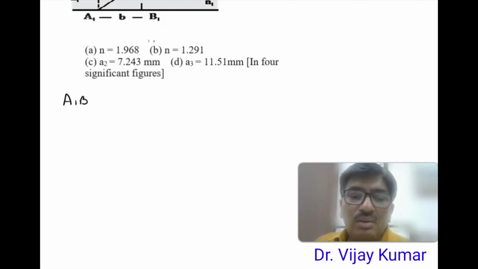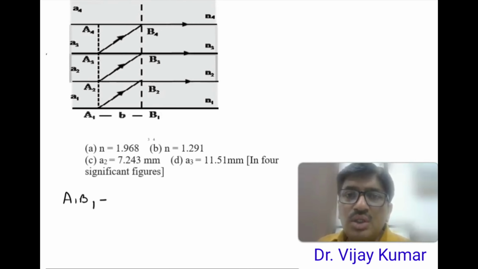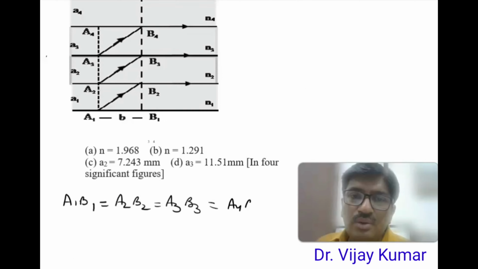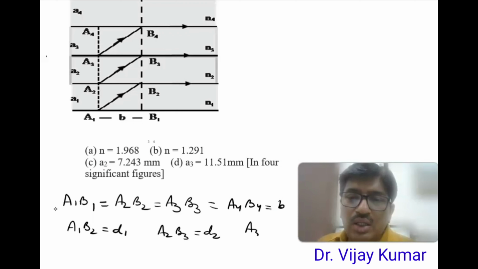We can see that A1B1 equals A2B2 equals A3B3 equals A4B4, which is equal to small b. And this A1B2 we can consider D1, A2B3 we can consider D2, and A3B4 we can consider D3. This distance we can take D3.